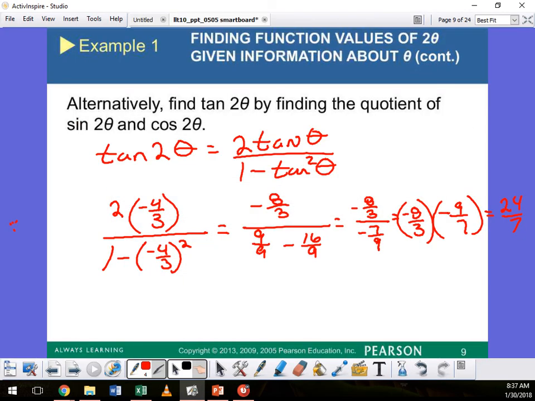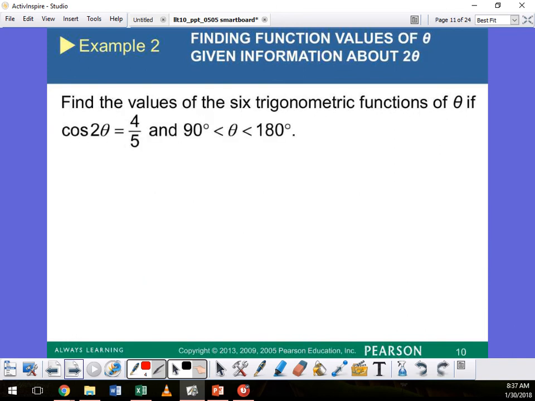So let's take a look. It's example one. I gave myself a couple extra slides for this. Okay, find the values of the 6 trigonometric functions. Actually, hold on. Let me look at the homework real quick. Nope, yep, 1 and 2. All right, find the 6 trigonometric functions of theta if cosine 2 theta equals 4 over 5. So we have to do it like backwards? Backwards, yes.